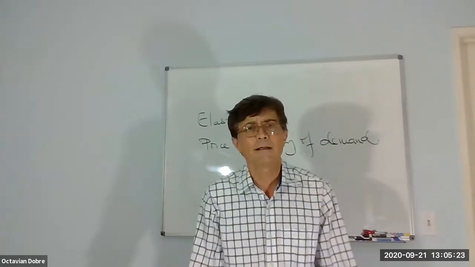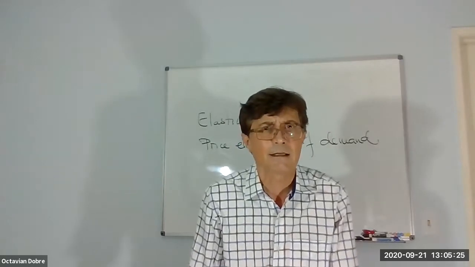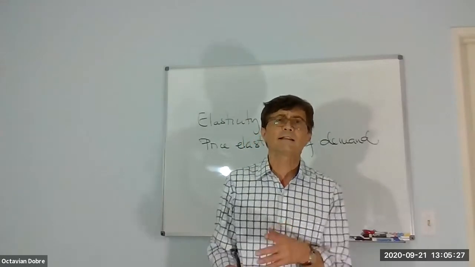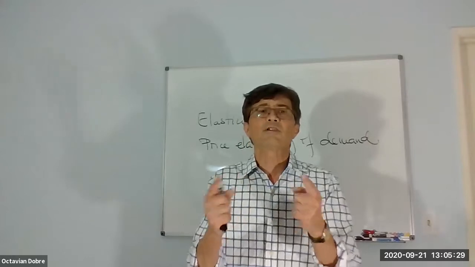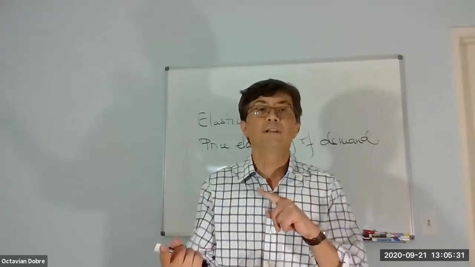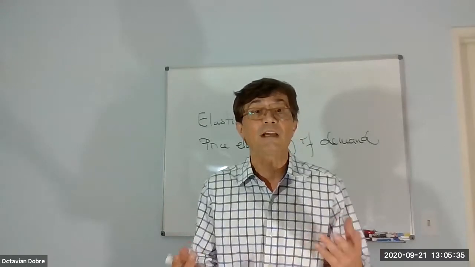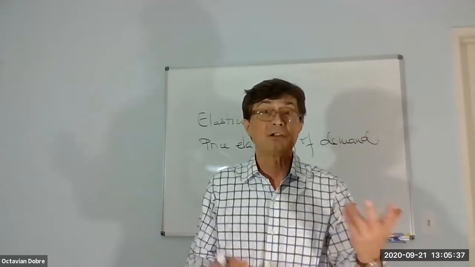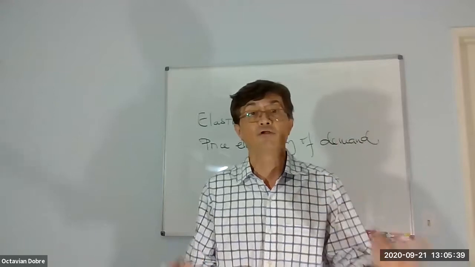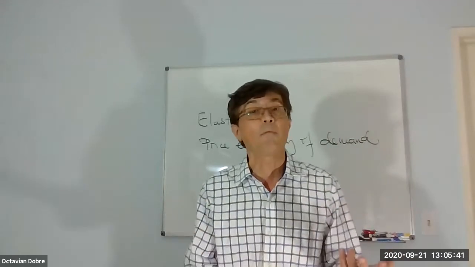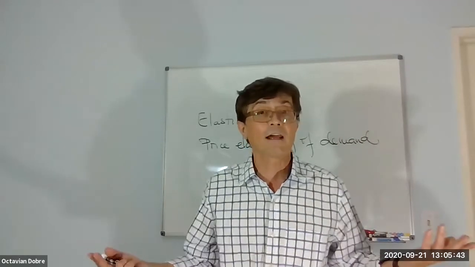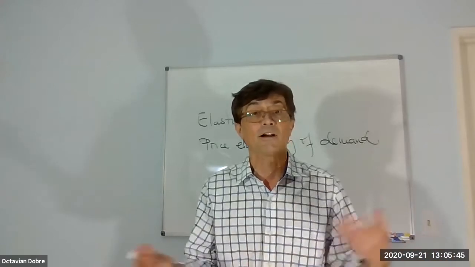And the last one is the cross elasticity of demand. The cross elasticity of demand looks at the relationship between two goods. And we know that the relationship between two goods can only be between substitutes or complements. If the two goods are neither substitutes nor complements, then there is no relationship and the elasticity is going to be zero.